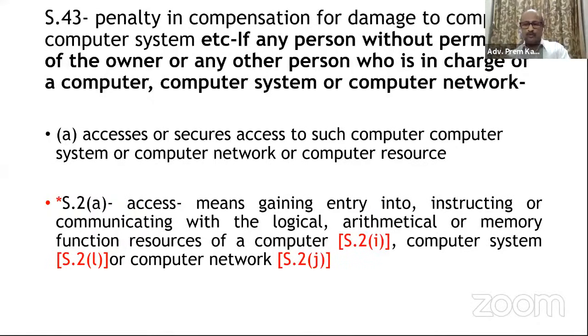It could be a password, it could be a phrase, whatever. And he accesses the system. And that is when the dishonest and fraudulent intention also has to be coupled. So with the dishonest and fraudulent intent, if B gains the credentials and accesses, it amounts to a crime under the Act, 43A. The second part says secures access.